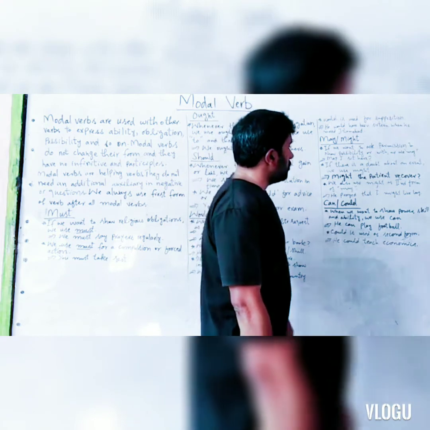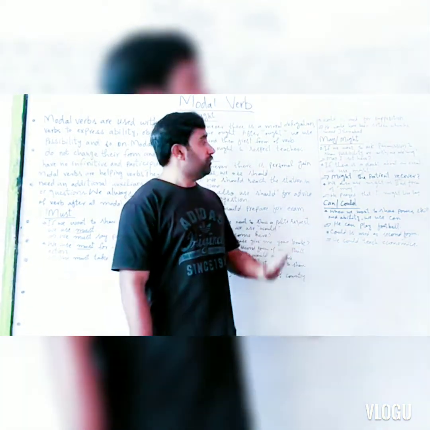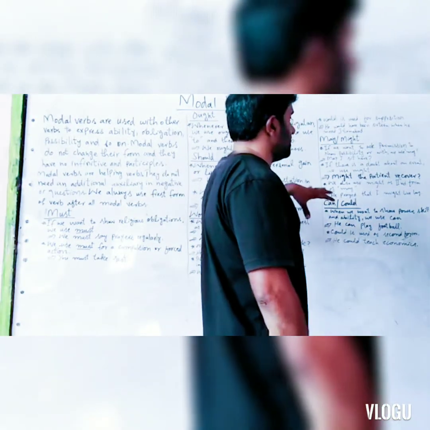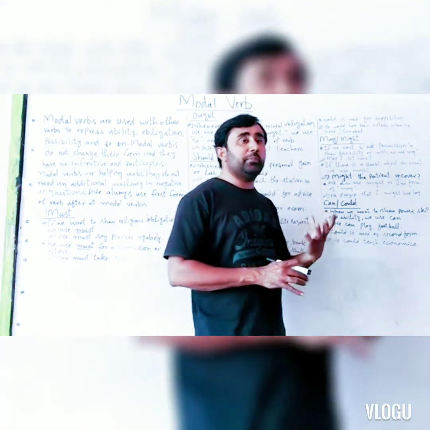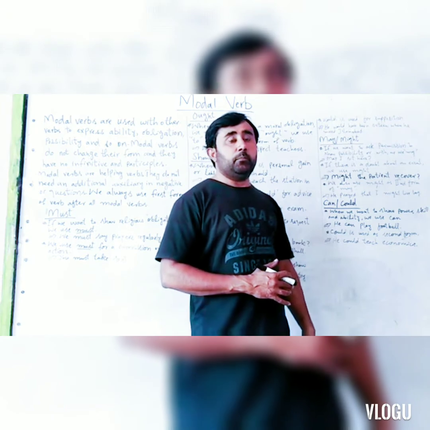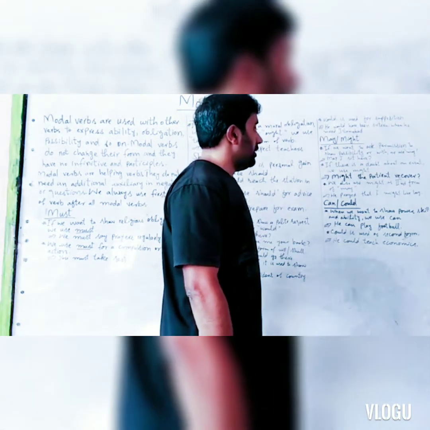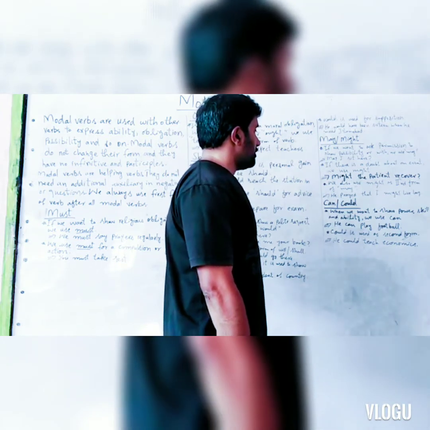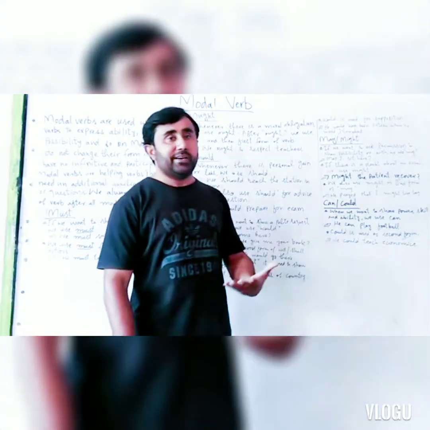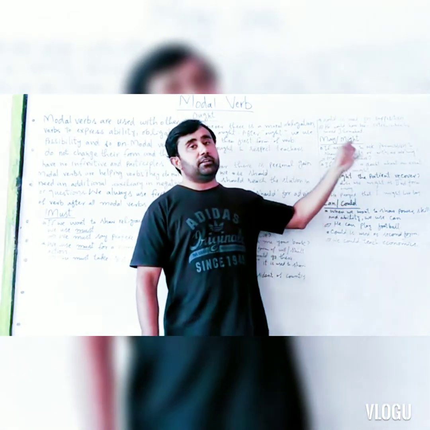If there is some doubt about an event, we use may or might. For example, might the patient recover? When there is a doubt about an event, we use might and may. We also use might as the second form of may, as in: he prayed that I might live long.